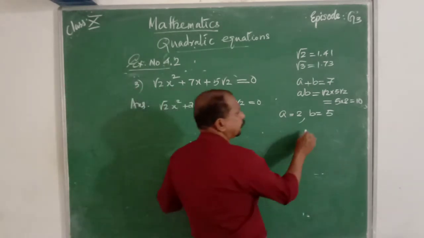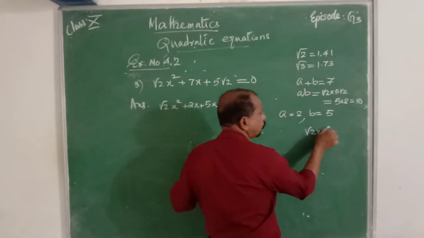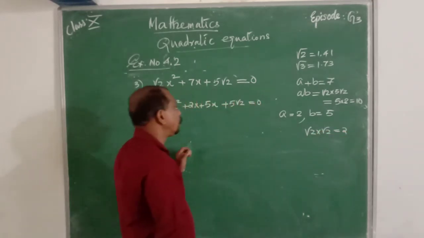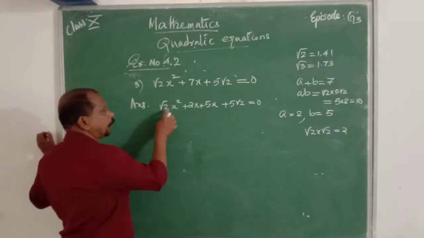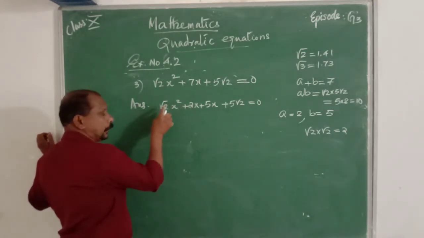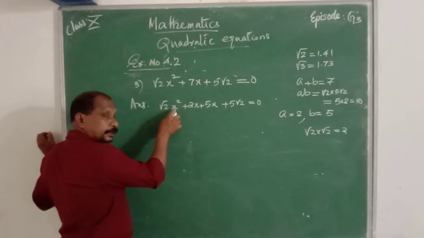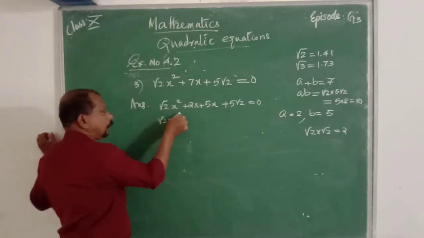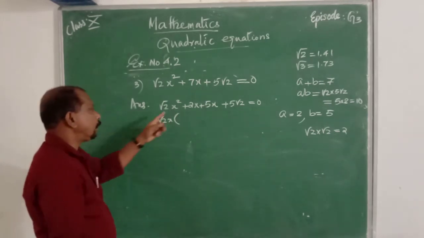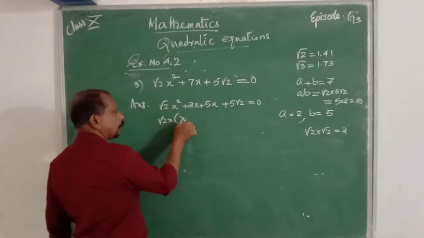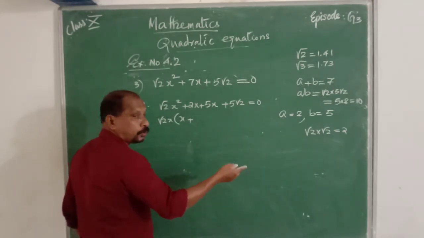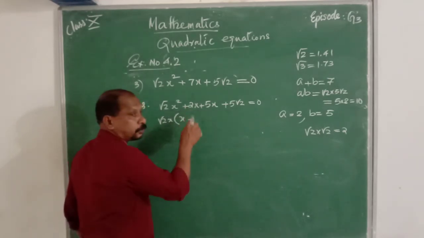Then that is root 2 into root 2 is 2. Therefore, from these two terms, we take root 2 and x as common. Therefore, root 2x in, this one is x, and 2 is root 2 into root 2. We take root 2 as common, that 2 is reduced into root 2.